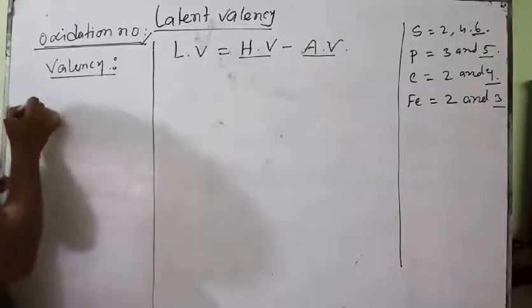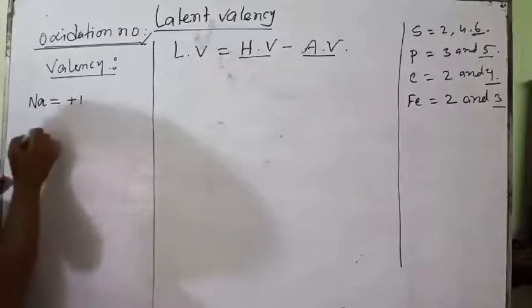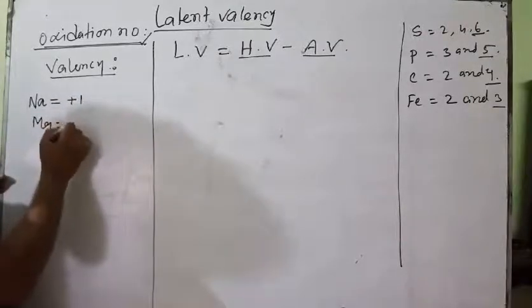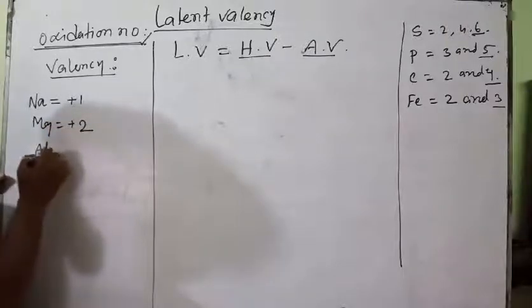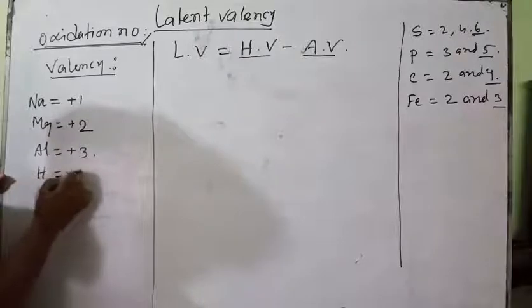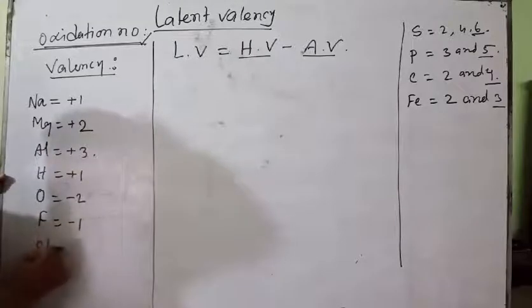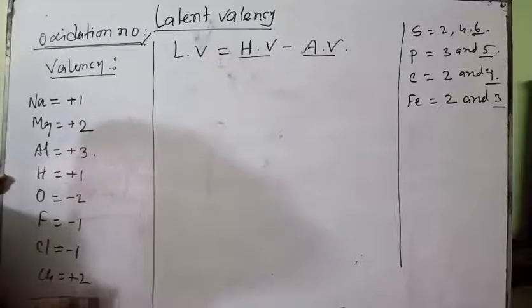Say for example, sodium, if present in a compound, has oxidation number +1. Magnesium present in a compound is +2. Aluminium present in a compound is +3. Hydrogen +1. Oxygen -2. Fluorine -1. Chlorine -1. Calcium +2, like that.